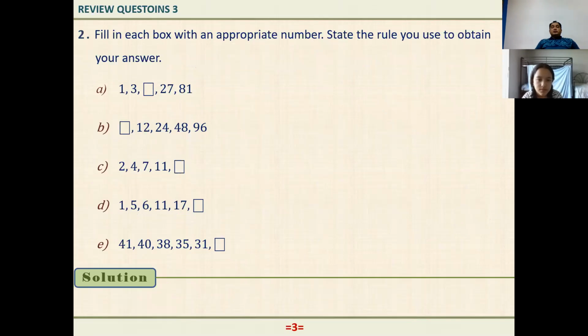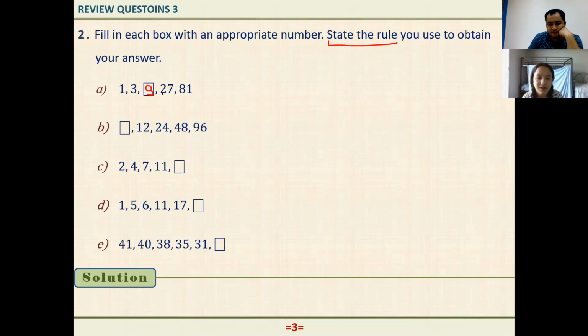Okay, how about question 2? It says fill in each box with an appropriate number. State the rule you use to obtain your answer. All right, so can you fill in the blank first? What number should we replace here? I think 9. 9, that's correct. So your answer is correct. Now, can you state the rule? What is the rule for this number sequence?